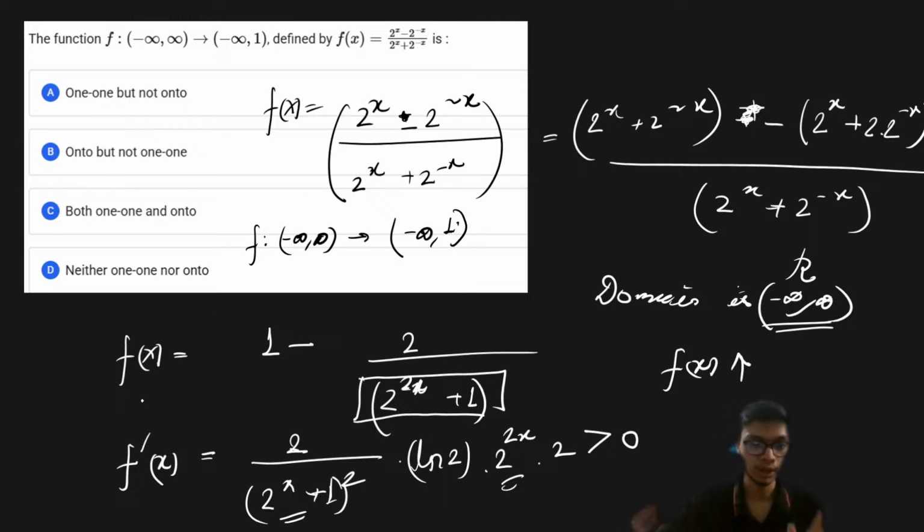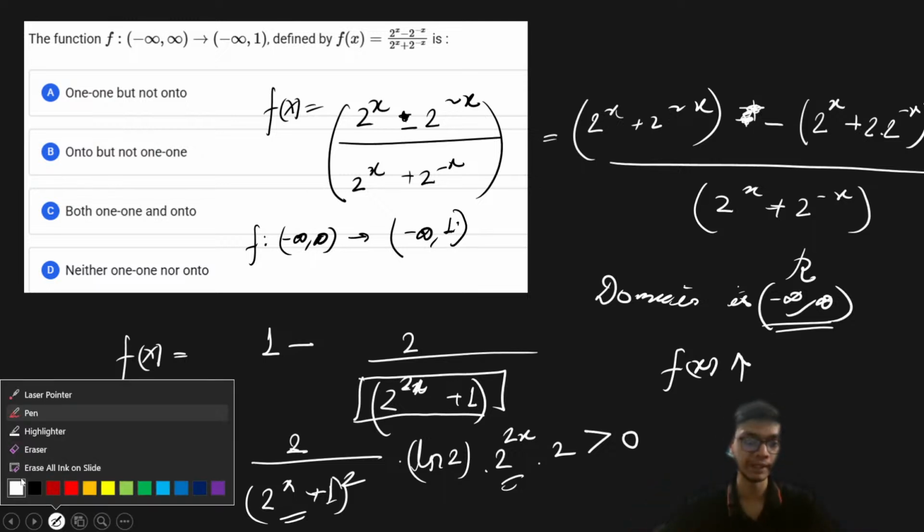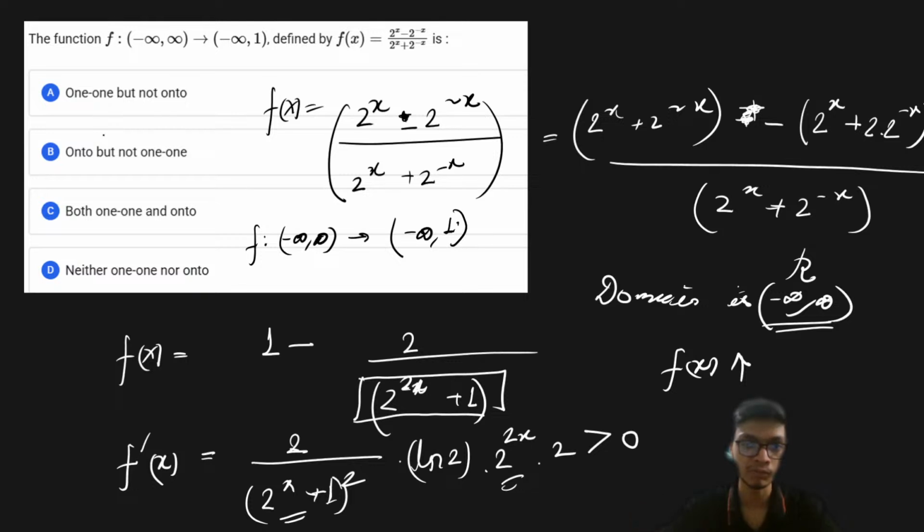So therefore, from the solution of this question, we find that the answer is one-one but not onto. So from here you will see that option number A is going to be the correct answer for this particular problem. So it is one-one but it is not an onto function. I hope this is clear, right? Once you know the basics, you are able to solve this question in a very simple way.